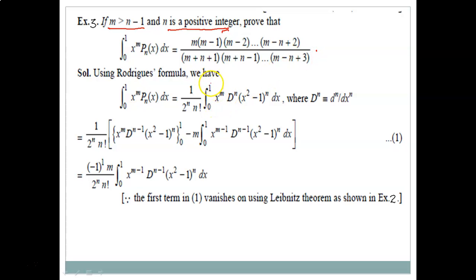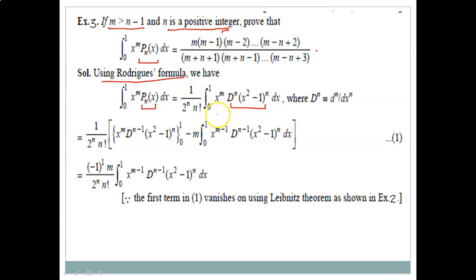So we can prove the right hand side by using the Rodrigues formula in the left hand side. Using the Rodrigues formula, in the left hand side we have integral 0 to 1 of x raised to power m pn x. In fact, in place of pn x we write the value. The Rodrigues formula is 1 by 2 raised to power n, n factorial. x raised to power m will remain as such, and the nth derivative of this term. The Rodrigues formula value of pn x we have substituted over here.